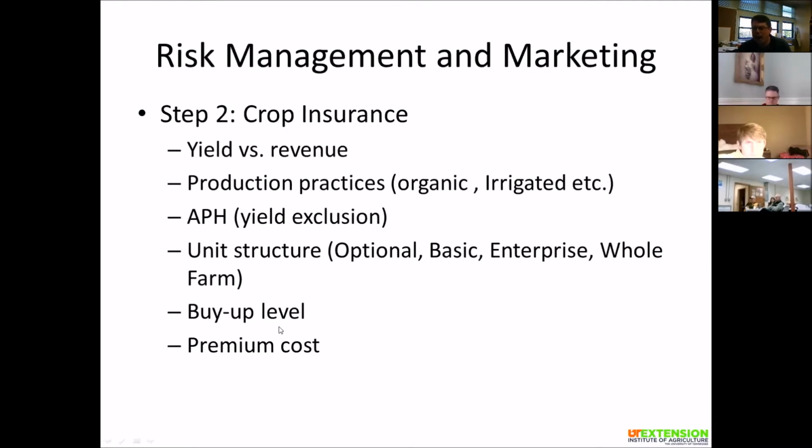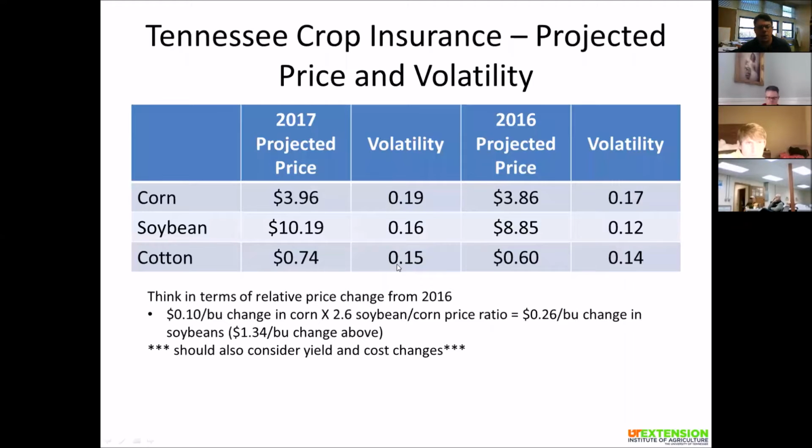And then also buy-up level. Are you looking at buying between 50 to 65, 75, or 85% in some cases? And then obviously that has direct implications with what your premium cost is.